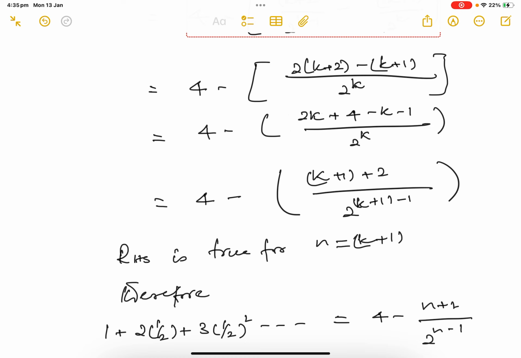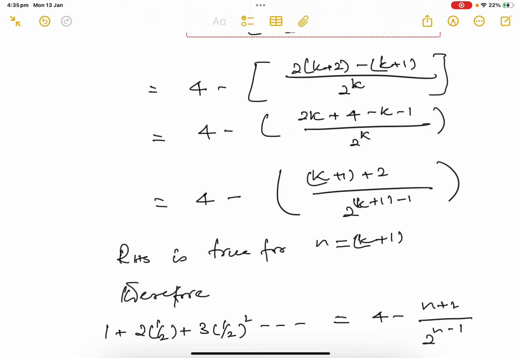I purposely wrote that 3 as k plus 1 plus 2, just to get the format. So 4 minus (k plus 1 plus 2) divided by 2 to the power of, again, k. I just wrote it as k plus 1 minus 1, since plus 1 minus 1 is equal. Therefore k, I wrote it as k plus 1 minus 1.